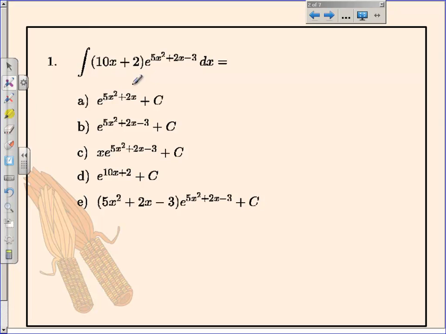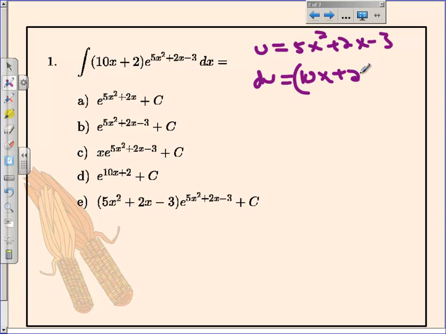First example, I've got this integral, and there's an e in here, and there's an exponent, and then there's extra stuff. I'm curious if this extra stuff is a perfect derivative. Well, if I let u equal 5x squared plus 2x minus 3, then du equals 10x plus 2 dx. I went ahead and cross-multiplied by the dx. And that's very nice and pretty. Looky there. Wow, that's exactly what it is.